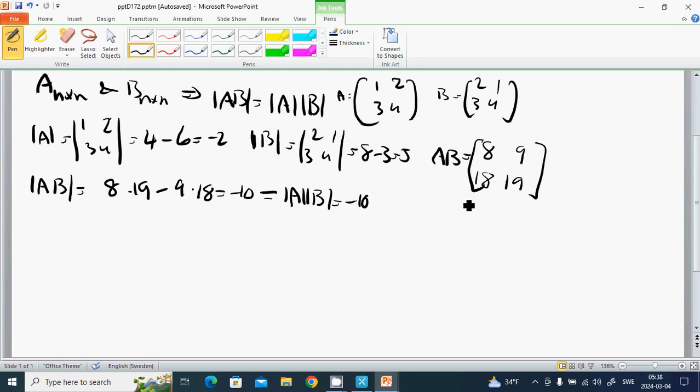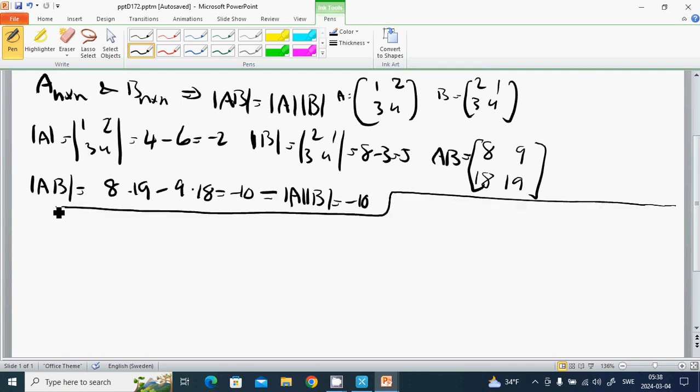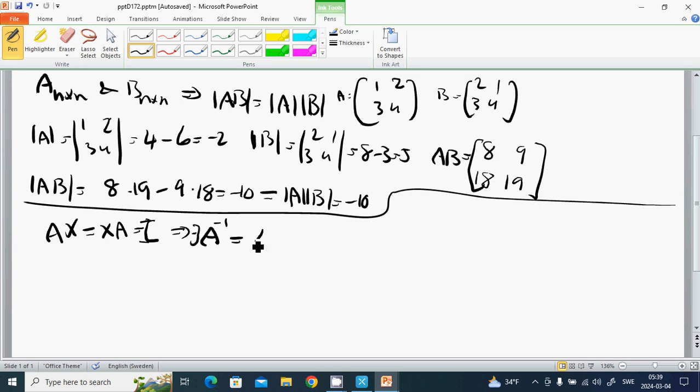We are going to talk about the inverse. AX equals XA equals I. If there exists such a matrix X that we have this, then this is I, and then there exists A inverse equals X.